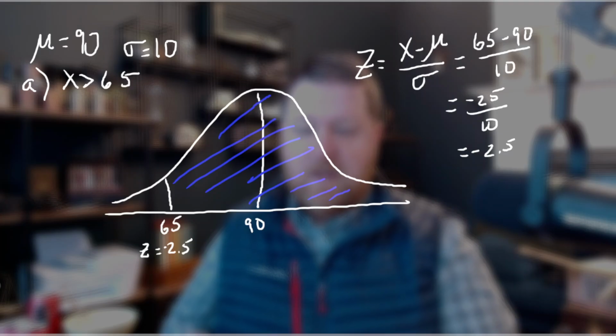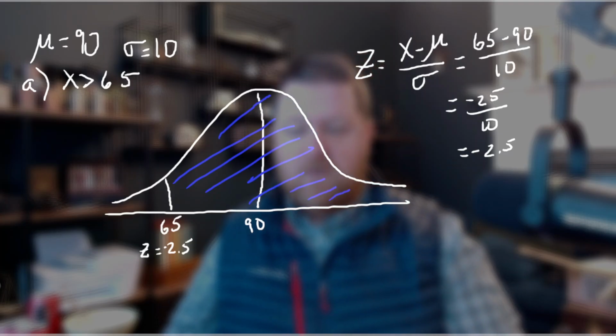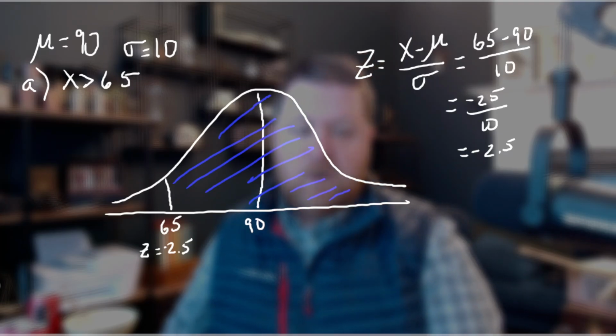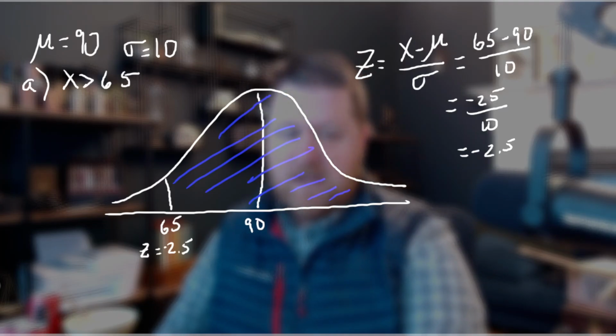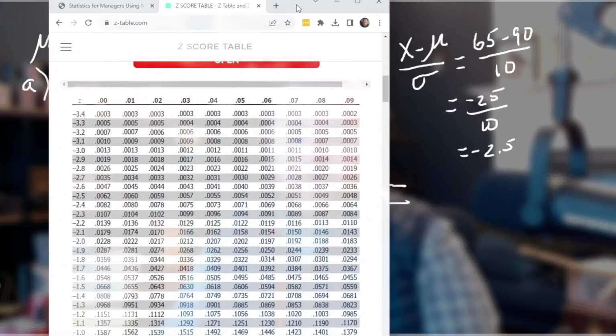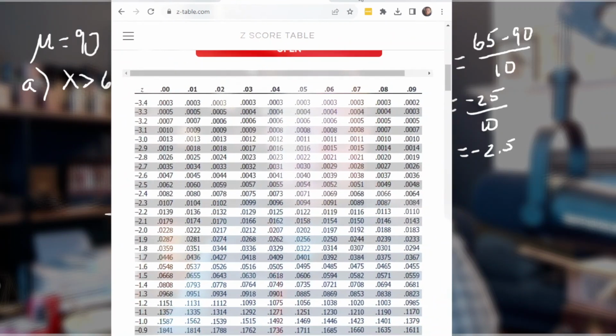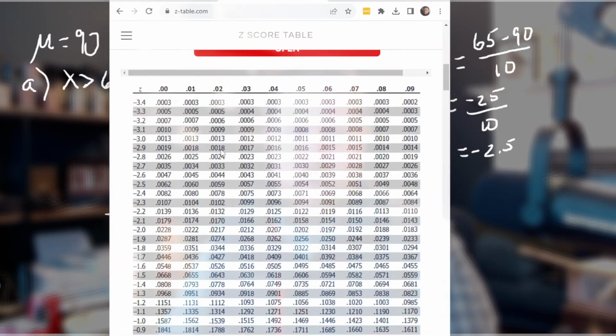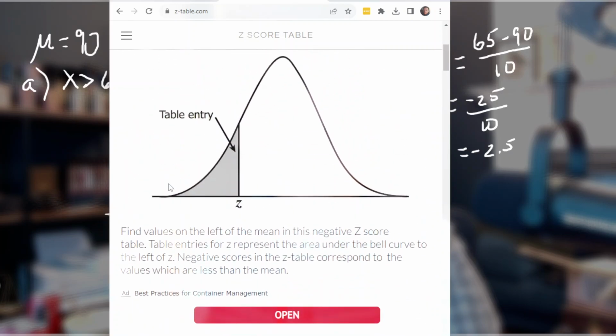So 65 is equivalent to a z-score of negative 2.5. Now what we're going to do is look up negative 2.5 in our z-table. Okay, so let's look at our z-table here. Let me pull it over so we can all see it. Wow, you can see me through the z-table. That's kind of trippy. Okay, so we're going to look up negative 2.5. Negative 2.5 is right here on the table. Again, this is showing us the area to the left.